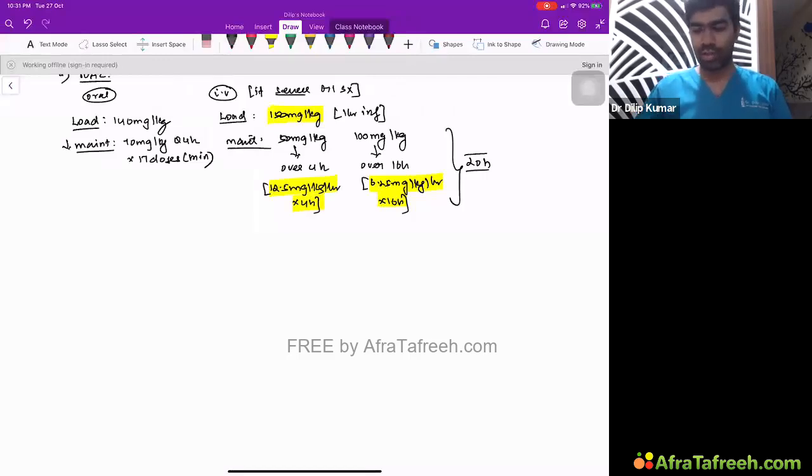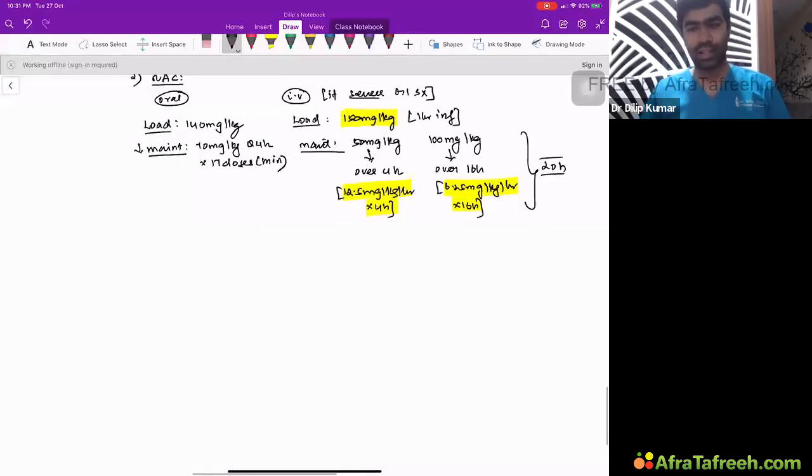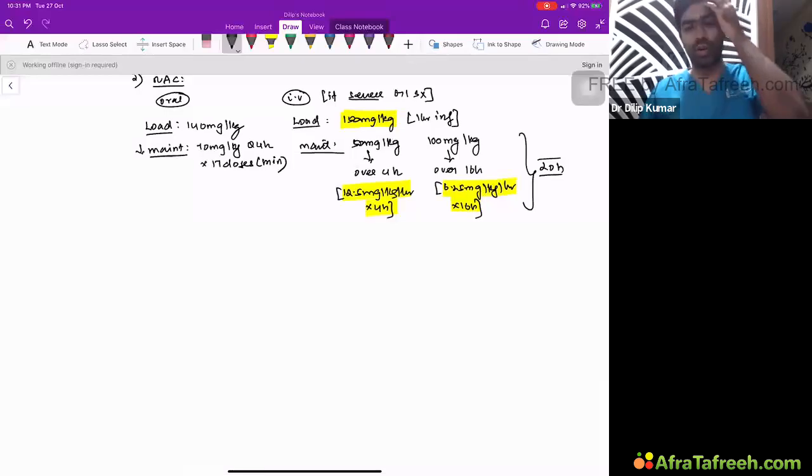And many other protocols are also there. There are 7 different protocols for giving N-acetylcysteine, but nevertheless, this is the most commonly used protocol in practice, and this is called the accelerated 20-hour protocol. So this is what we use.